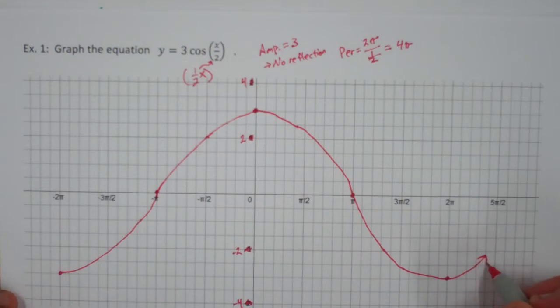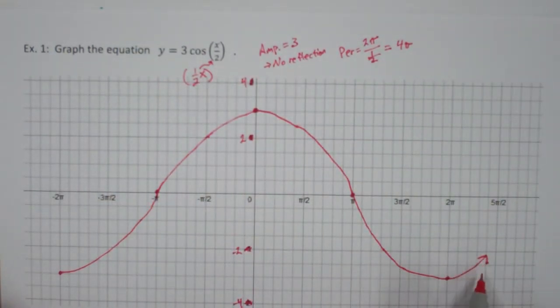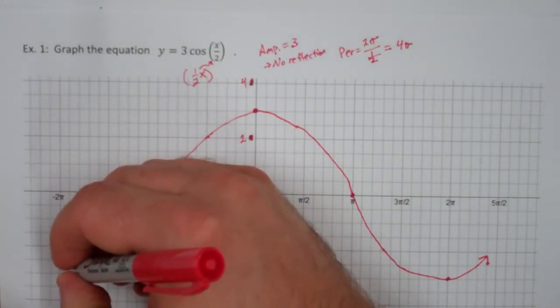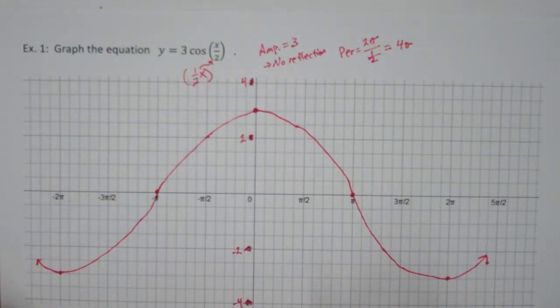I'm going to draw an arrowhead here because we're not told to graph over an interval, so we need to keep this going. One of the big things about sine, cosine graphs, and the trigonometric functions for that matter, is that they are periodic in nature, and that they go on forever in either end, have a domain of -infinity to infinity.